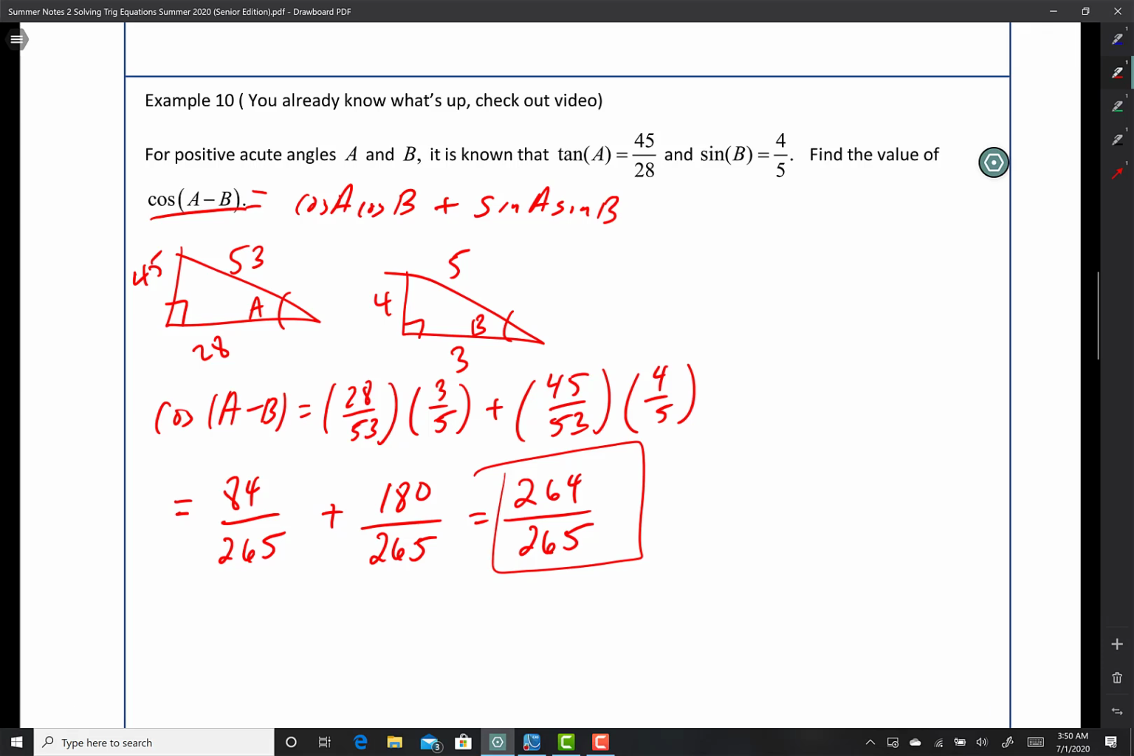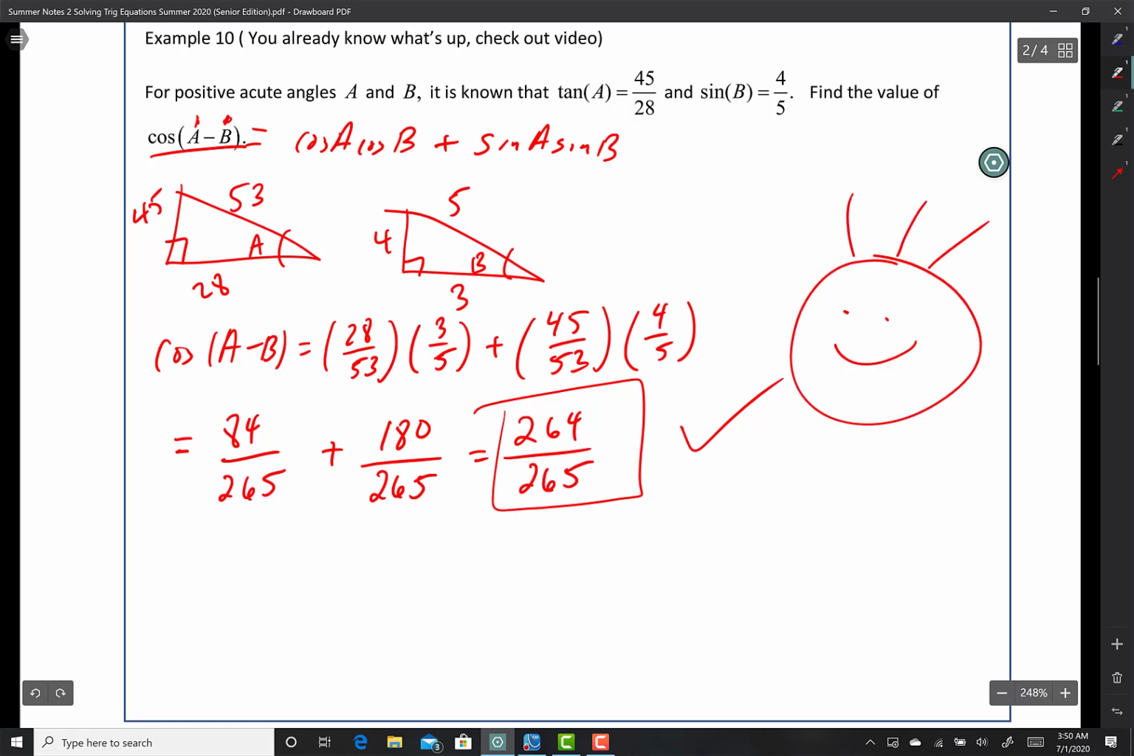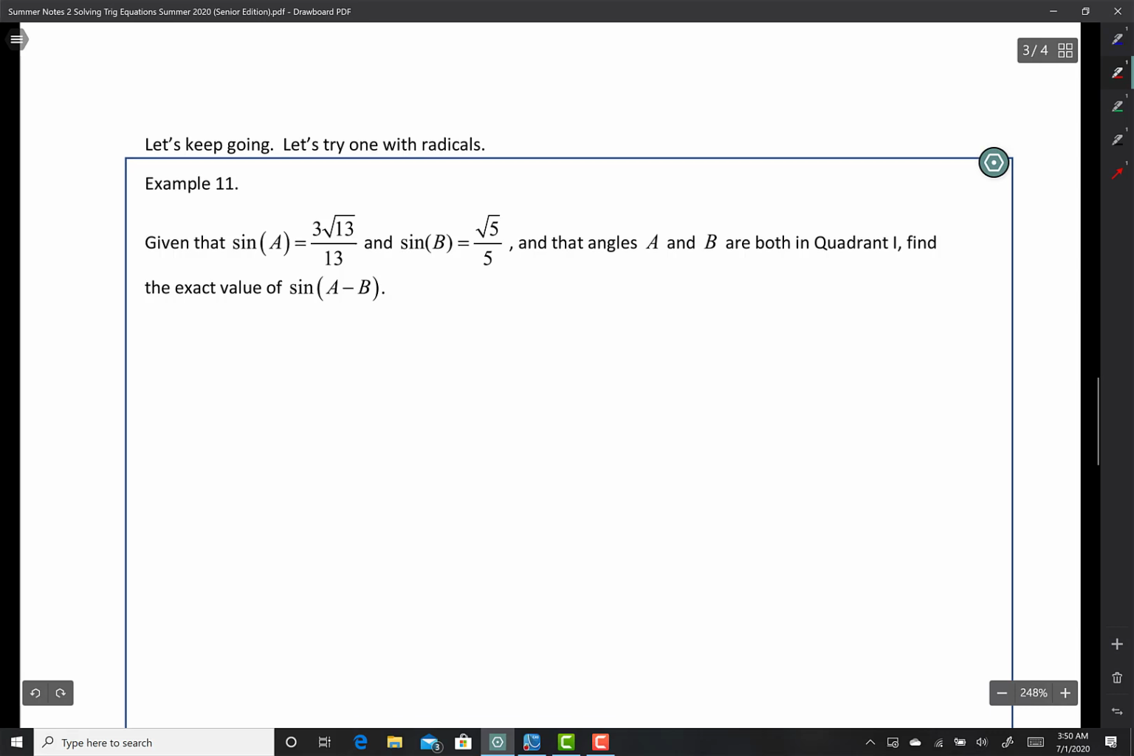You can always find angle A, and you can always find angle B, and then put cosine of A minus B, push enter, and see if you get 264 over 265. I'm pretty sure. I'm 100% sure it's correct, by the way. All right, let's keep going.